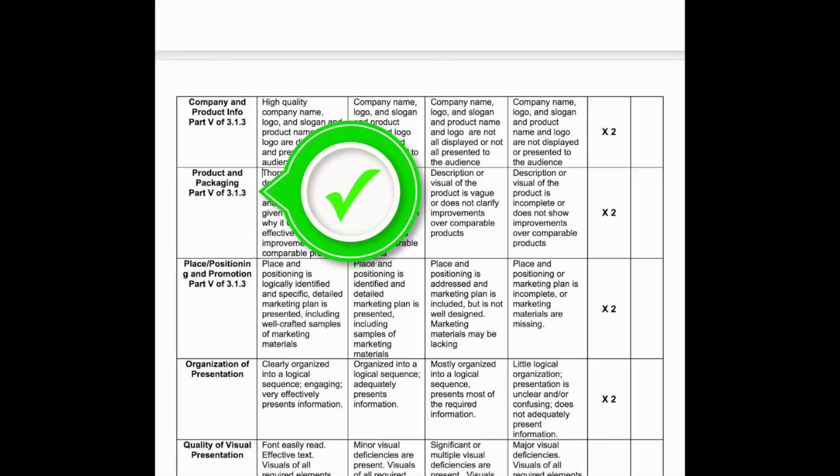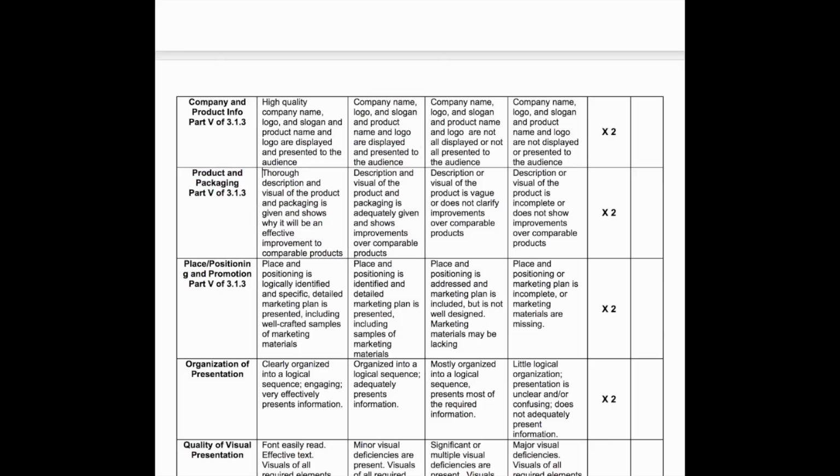You need a thorough description and a visual of the product and packaging, and it has to show why it will be an effective improvement compared to other products. Even if you're just marketing it to a hospital setting, it's still going to come boxed or packaged in a safe way. So make sure you think about the visuals of your packaging and about the function of your packaging as you are creating your items for this part of the rubric.